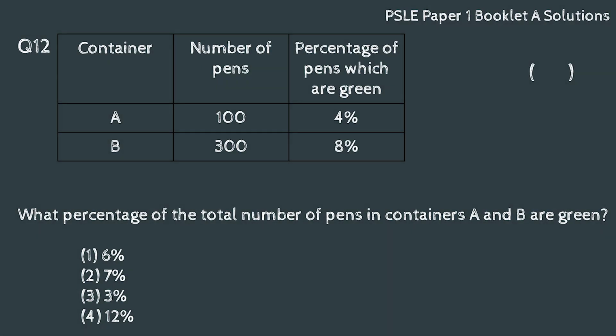Question 12. What percentage of the total number of pens in containers A and B are green? This question is under the topic of percentage.